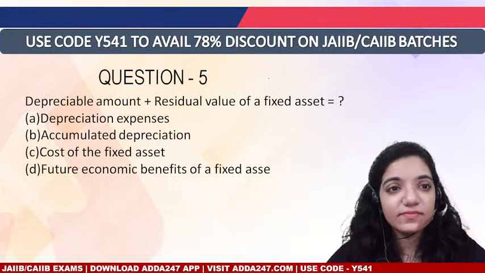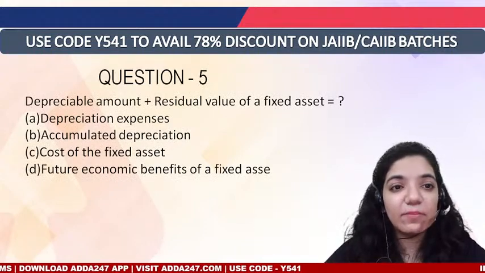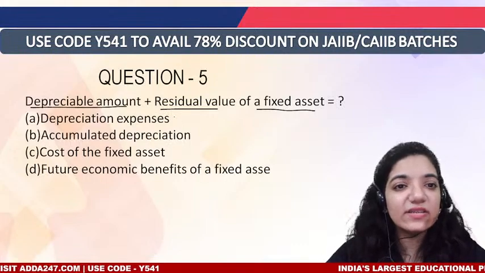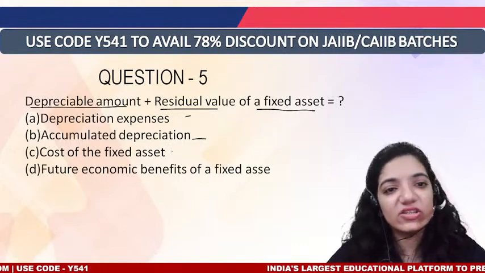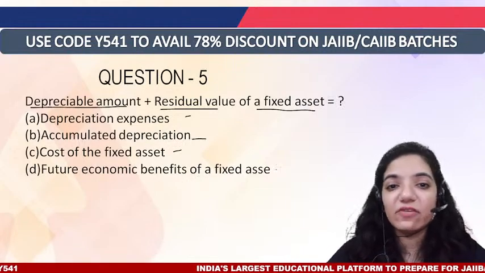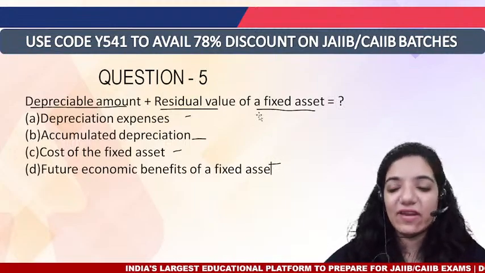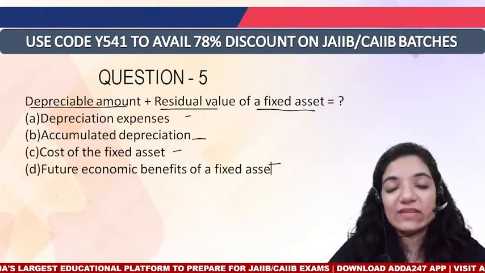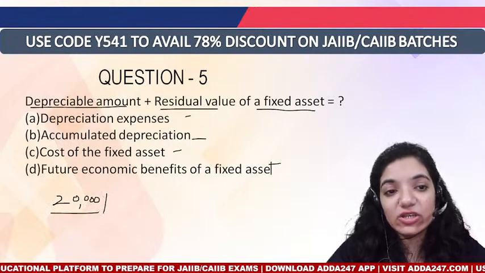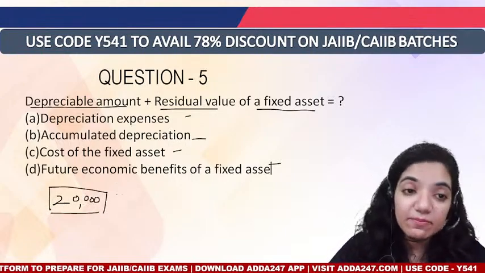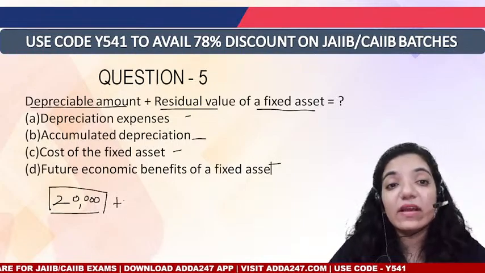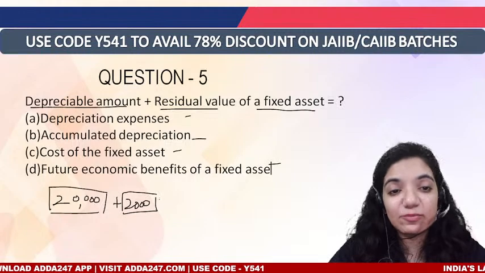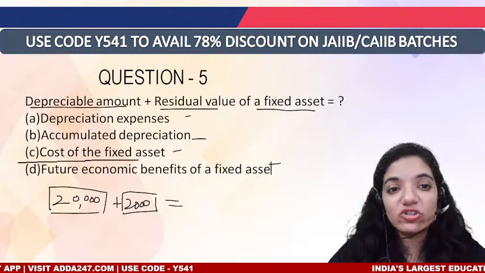Now comes the next question. The question says that the depreciable amount plus the residual value of a fixed asset is equal to, is it the depreciation expense? Is it the accumulated depreciation? Is it the cost of fixed asset or the future economic benefits of the asset? How do we define this? The depreciable amount, that means this particular asset can be max depreciated by 20,000, and by the end of this particular time period, by the time it would become completely depreciated, that particular asset would fetch us maybe 2,000. So in this case, this particular total is the cost of that fixed asset.